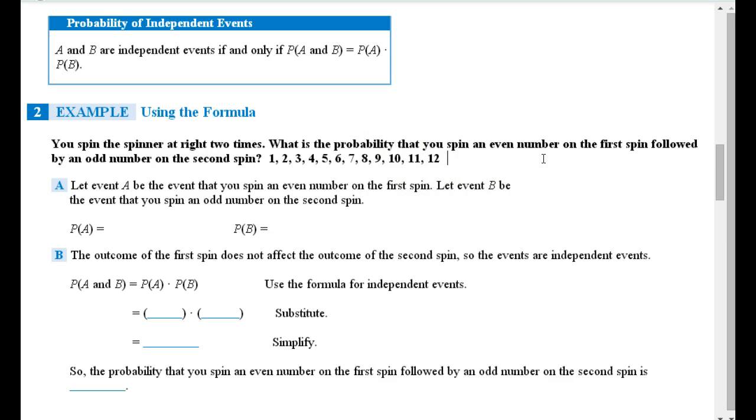So if we said event A, which is even on the first spin, would be equal to 6 over 12, which is equal to 1/2.